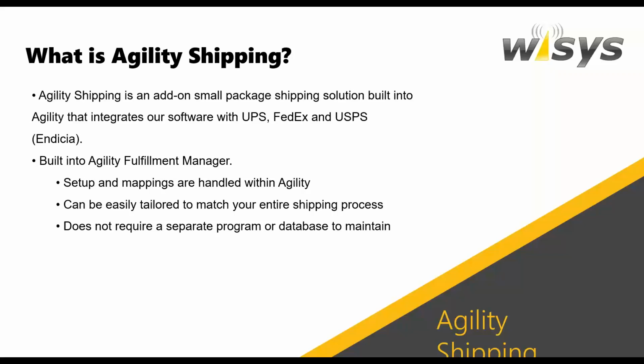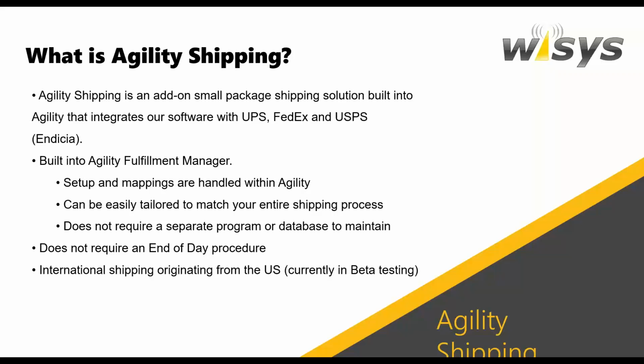Agility shipping makes web calls to the carriers. This means you don't have to have another program that is keeping track of the data. It is kept track of in our database that's already in your system. Additionally, since we are making those web calls, the end of day process that some people have come to know is no longer needed. And then recently at 569.5, we've released in a beta testing mode international shipping with shipments originating from the US.